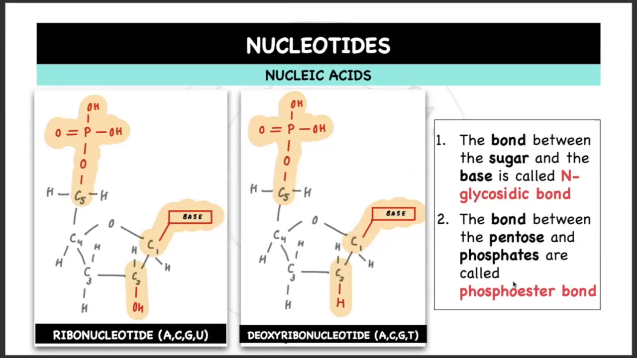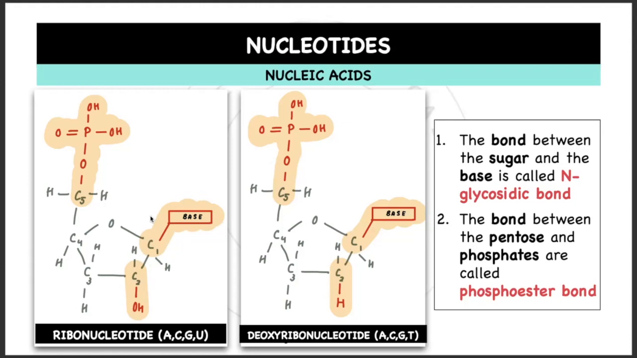Nucleotides. Okay, so here you have the ribonucleotide, and over here you have the deoxyribonucleotide. You have the base, which can be A, C, G, or U, and for deoxyribonucleotide, it can be A, C, G, or T. So in ribonucleotide, you have uracil, but in deoxyribonucleotide, it's thymine. That's important to know. So all the bases can be used for DNA and RNA, except uracil and thymine. Again, uracil for RNA, thymine for DNA.